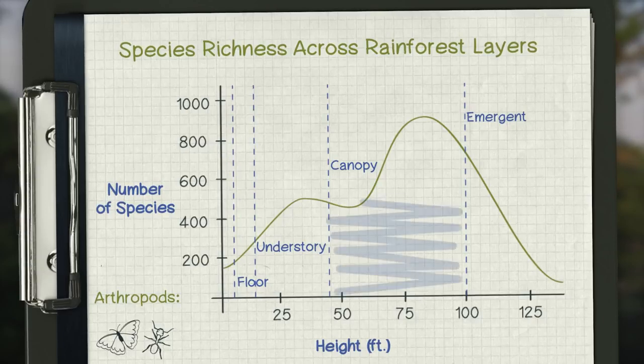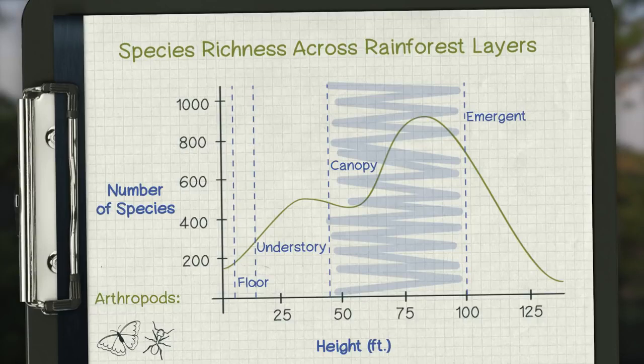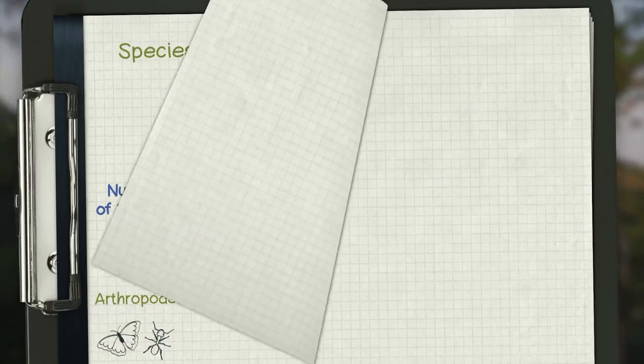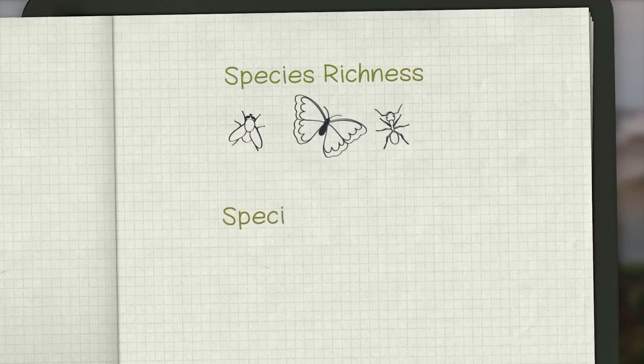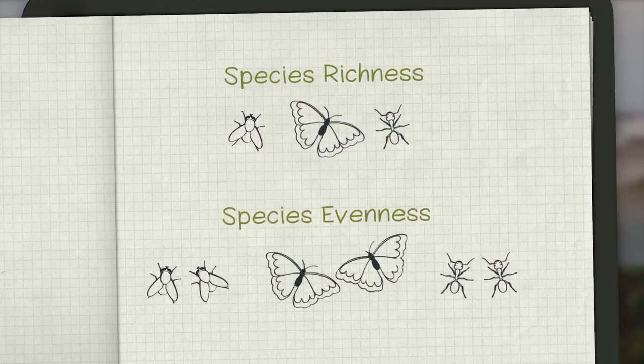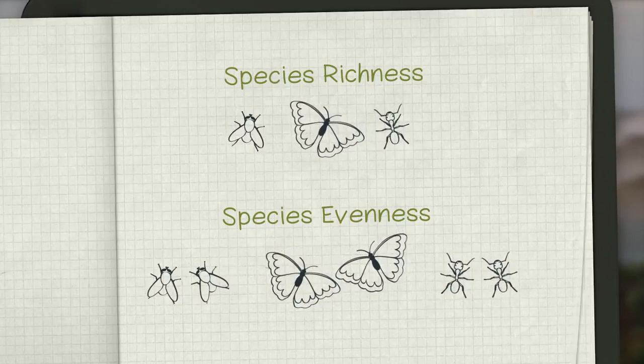The canopy is believed to house over 70% of species found in the rainforest, making it the most species-rich of the four layers. To measure species diversity, researchers like Michelle must take into account both species richness, the number of different species, and species evenness, the abundance of each species.